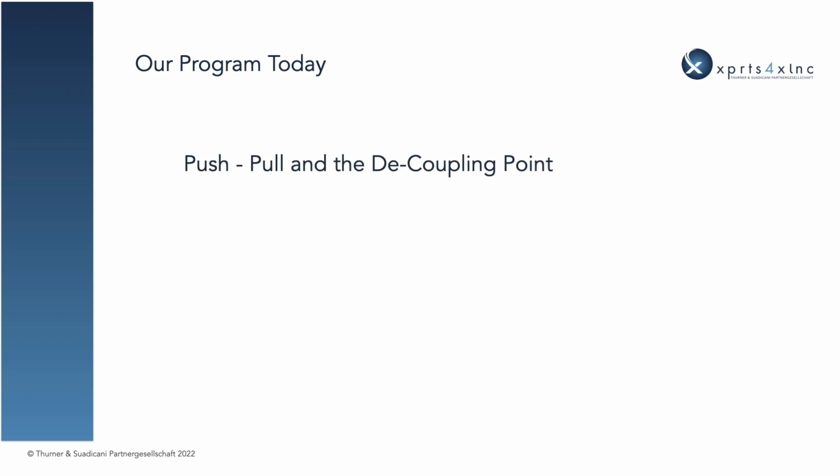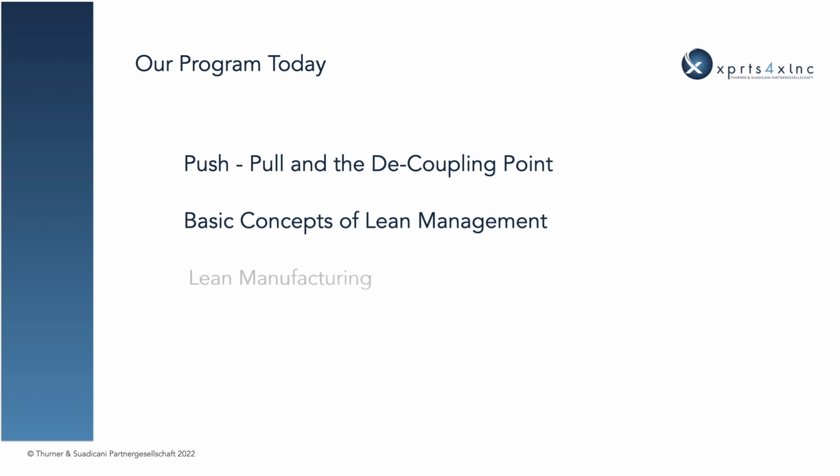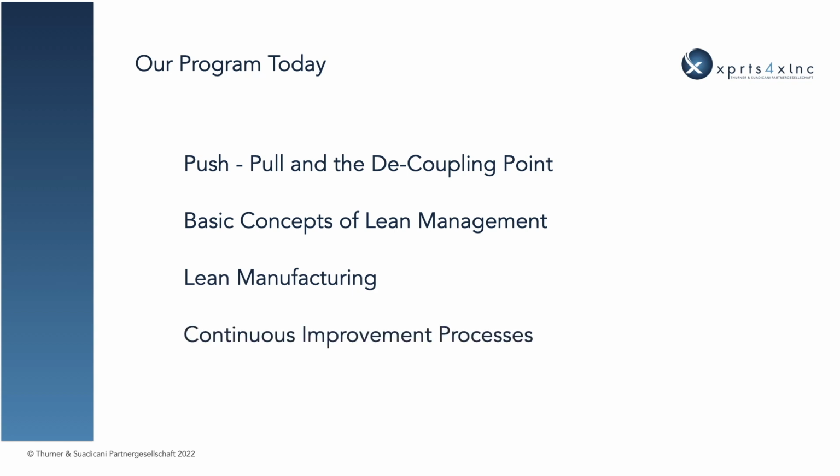And this is our program today. Before we can go into the principles of lean management, we must first understand the concepts of push and pull in value chains. After that, we will look at the basic concepts of lean management, which will then lead us into lean manufacturing and the continuous improvement processes. In between every block we will have a short reflection in order to recap what we have just learned. You can suspend the movie at any time you like and resume whenever you are ready for it.